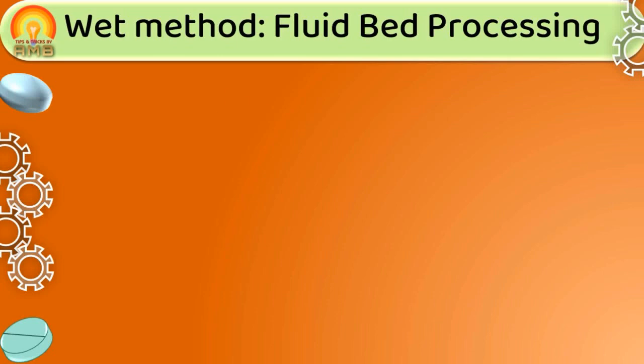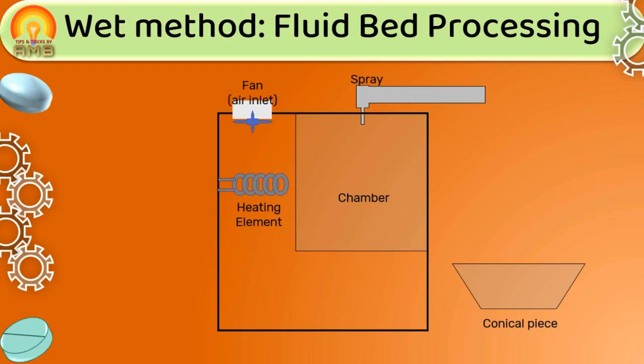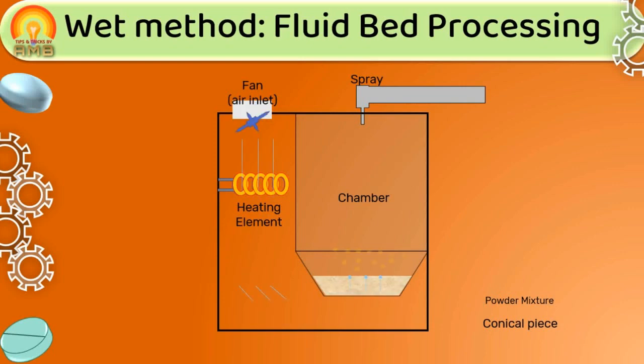Here, a fluid bed processor is used for preparation of granules. In this method, drug and excipient powder mixture is placed in a conical piece of equipment which has a perforated base. Hot air is allowed to pass from the bottom of the conical piece so that all the powder gets fluidized in the upper chamber. At the same time, a fine spray of granulating liquid is sprayed on the fluidized powder. Due to the liquid, particles bind to one another forming granules. Then granules are collected and dried.